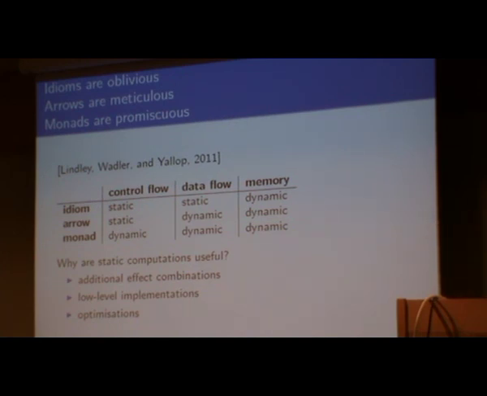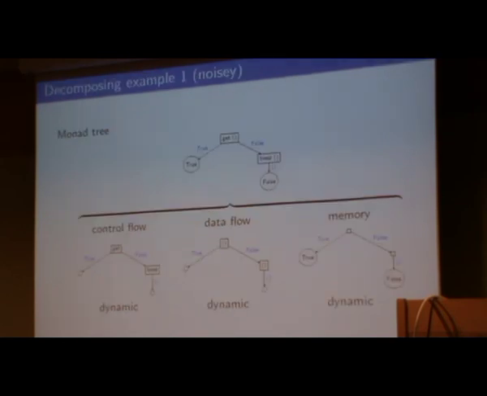Also, by restricting things, it allows us to do lower level implementations. So arrows correspond quite closely to circuits, for instance. And then optimization is another thing. By being more static, it's hardly surprising that that opens up new opportunities for optimization. So now I'm going to go back to my examples.